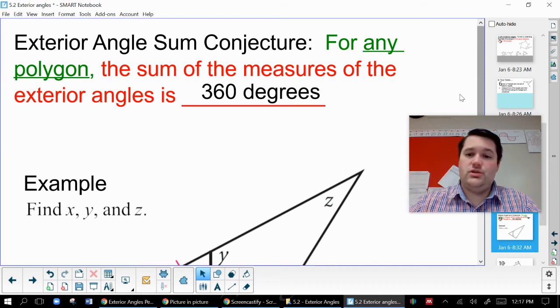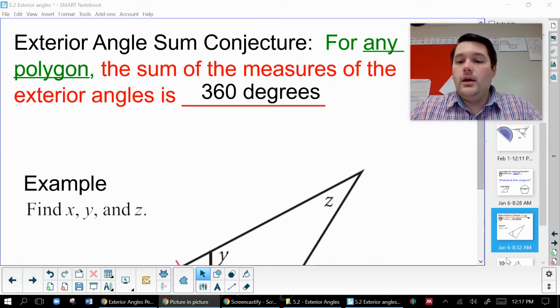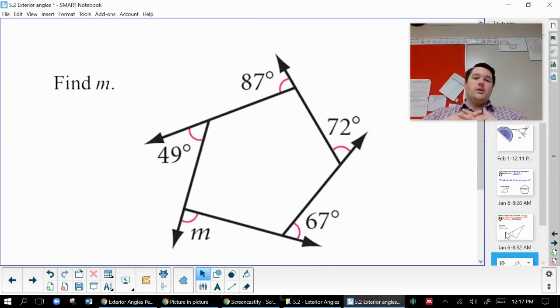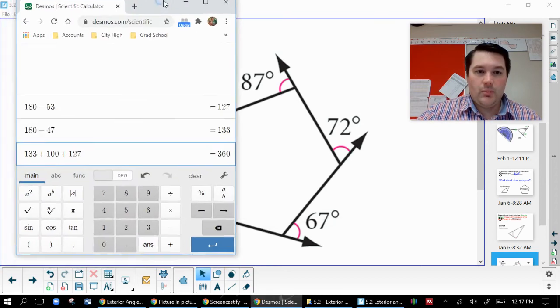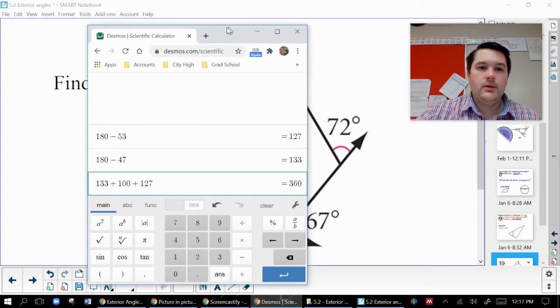And let's go ahead and just do a couple of quick examples here. We're going to start off with this one. So this is about as easy as it can get. Here we've got a pentagon with 4 of the exterior angles and 1 missing. So in this case, all we really have to do is just do some subtraction. I'll bring my calculator in here.